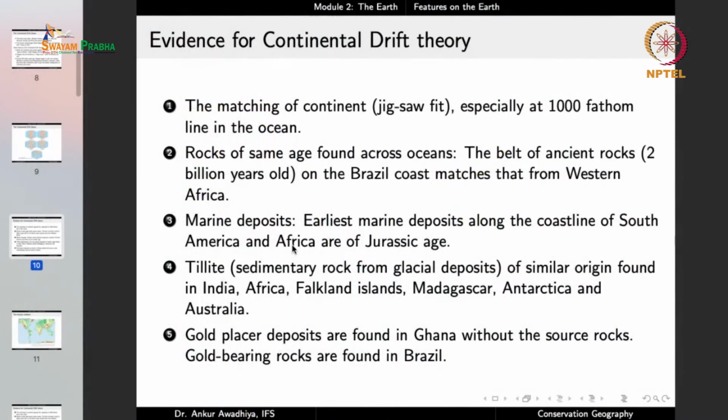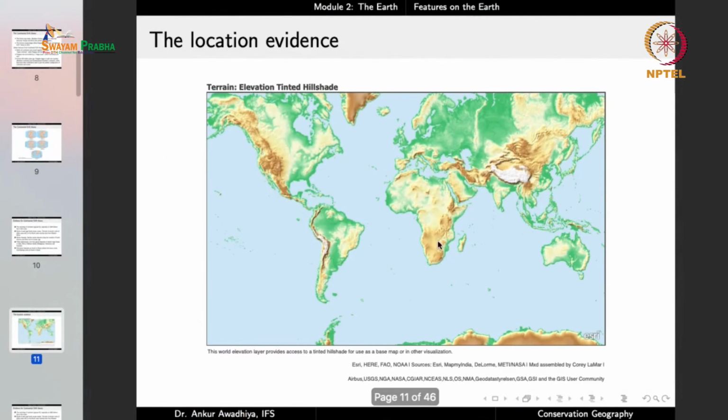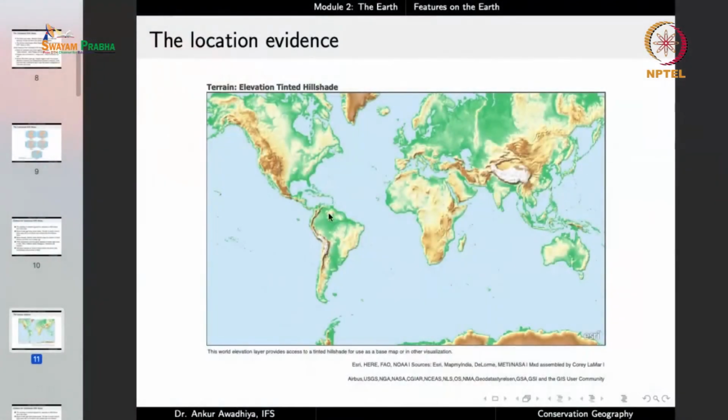Now today the situation is that you have lots of placer deposits in Ghana, but you do not have the corresponding rocks that are gold bearing rocks. But you do find gold bearing rocks in South America. So you do find gold bearing rocks here.